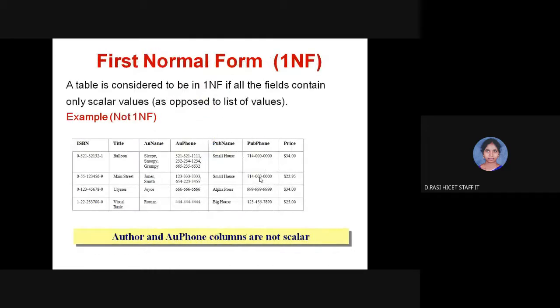Okay. Now coming to your first normal form, a table is considered to be in first normal form if all the fields contain only scalar values. So scalar values in the sense, I'll showcase the next example. Consider this particular table: ISBN, title, author name, author phone number, publication name, publication phone number, price. Here we can check with the author name as well as the author phone columns, and scalar in the sense I should have only one particular value.